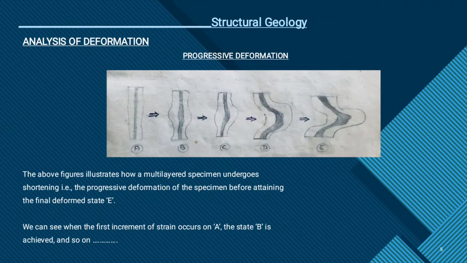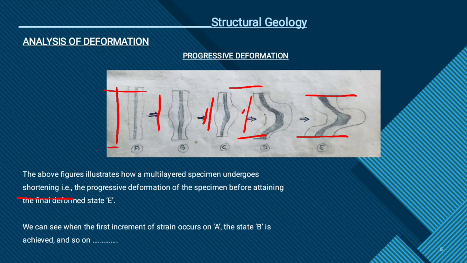The above figure illustrates how a multilayer specimen undergoes shortening while the progressive stages attain the final shape. You can see the first increment is A, then B is achieved, and so on. So this is incremental strain. This is how a multi-layered specimen undergoes shortening. If it bulges out, it will be much shorter. From the top to bottom, it will be shortened.